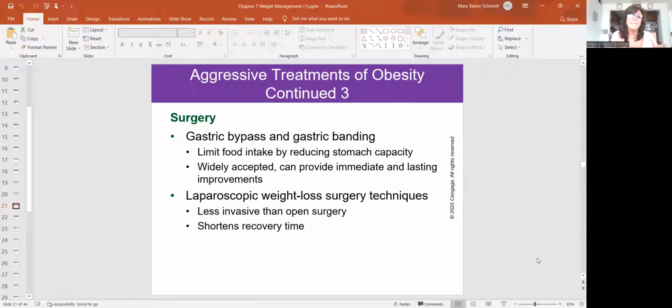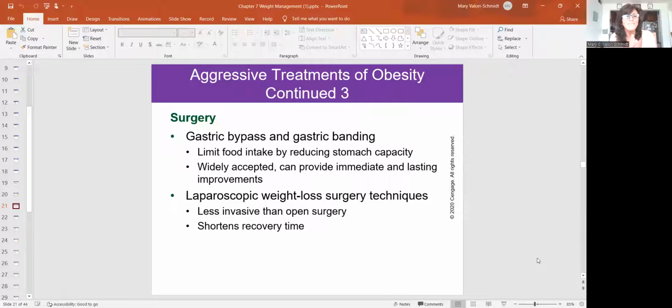So with both of them, basically, we're going in surgically and we're making your stomach capacity smaller. So either we're doing it by actually bypassing a portion of your stomach or by banding off a portion of your stomach. So this way you're eating tiny little bits, you can't eat as much, and you will lose weight.